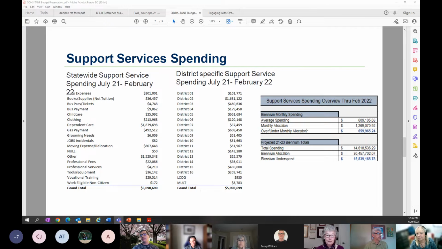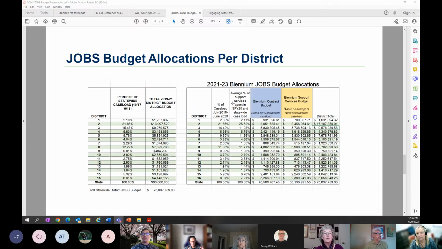So I would like to start with the next slide before we go into the support service spending, because the next slide actually takes the TANF jobs budget and breaks down how we allocate that. And if we can, is there any way to make that bigger? I'm imagining it's a little hard to see there.